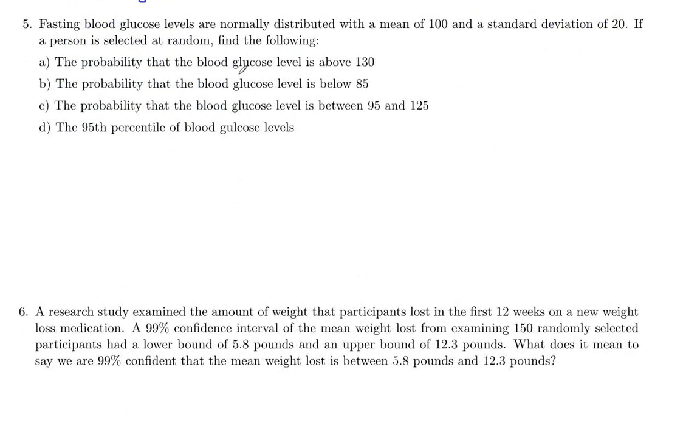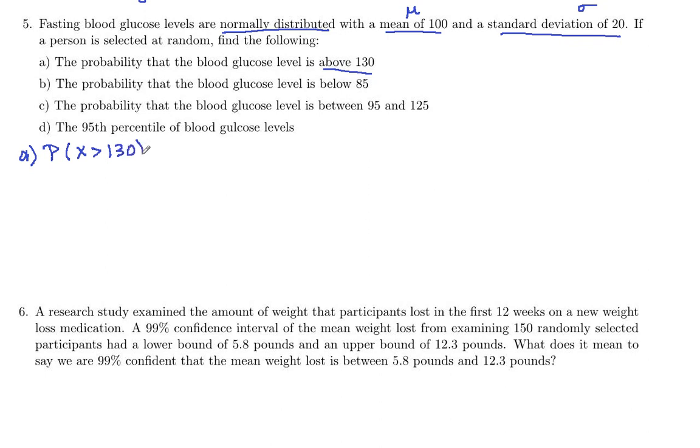Next up, we are looking at some fasting glucose levels, which are normally distributed. So that means you can use normal CDF, with a mean of 100, so that's going to be our mu, and a standard deviation of 20, that's going to be sigma. A person selected at random, find the following. So if they're selected at random, these will be probabilities. So probability blood glucose level is above 130. So part A here, that's asking probability that X, an individual blood glucose level, is greater than 130.